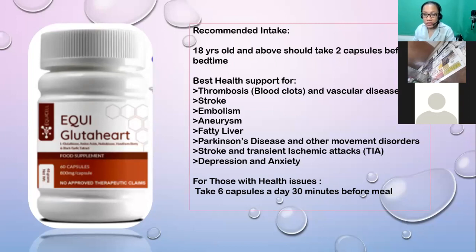Parkinson's disease and other movement disorders, kasi because of low glutathione in the brain. Stroke and transient ischemic attacks, ito yung mga nagkaroon na ng atake na may konting difficulty in movement, kailangan nating supplyan ng maraming glutathione at kailangan nating continuous ang paglinis ng blood vessels para wala ng second attack. Depression and anxiety, because it also aids in clearing the brain. Okay, now for those with health issues, they should take 6 capsules a day, 30 minutes before meal.